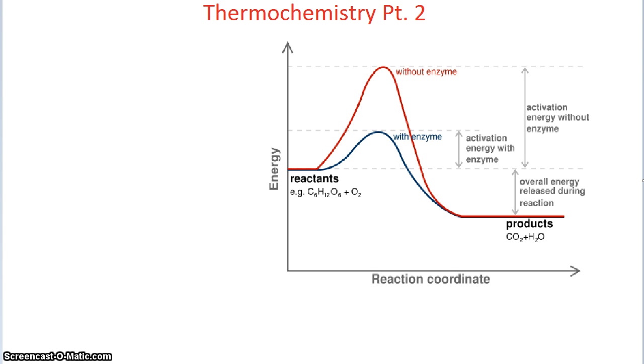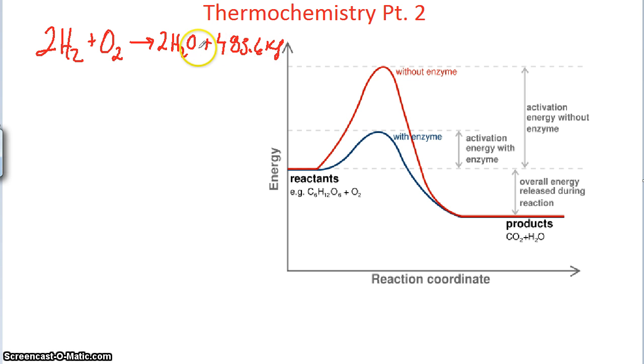The first one is that when you're writing equations, we can write what are called thermochemical equations, where you list the heat in the equation. As an example, I might write an equation like this: 2H2 plus O2 will produce 2H2O plus some amount of energy. In this case, I believe it's 483.6 kilojoules. Notice I've listed the energy in here as a product.